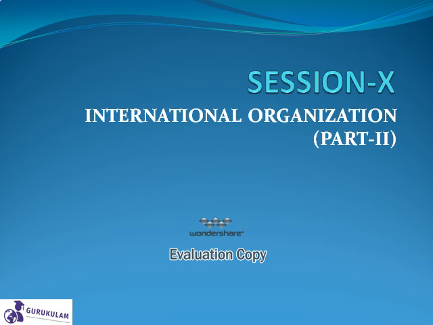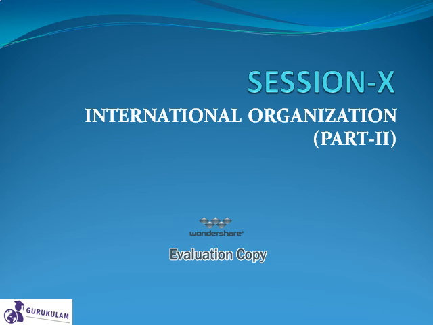An international organization, which is also called an intergovernmental organization, is an organization established by a treaty or other instrument governed by international law and possessing its own international legal personality, such as UN, United Nations, WHO, the World Health Organization, and NATO, North Atlantic Treaty Organization. So guys, there are many international organizations.